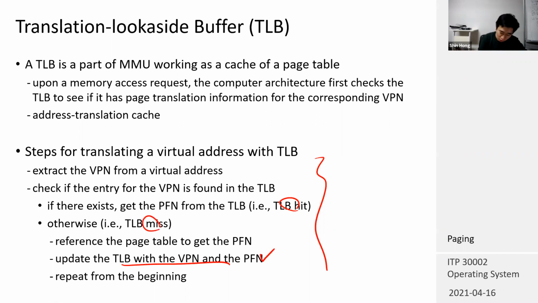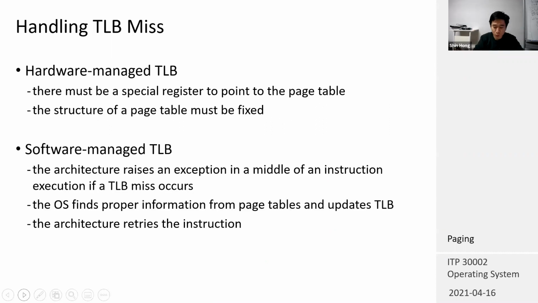But what about the TLB miss? And who will treat the TLB miss? That's the first issue to address. What if the computer architecture finds there's no corresponding entry for the VPN in the TLB? Then what's the next step?